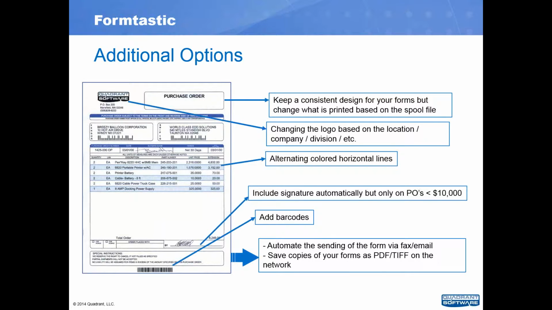Here are a few additional features that Formtastic supports. We've gone over a few of these already, but there's a couple more in here I think you'll find interesting. You can set up conditional rules to change images based on location, company, division, or any other spool file data. You can set it up to automatically include a signature, but to have the signatures only appear when certain conditions are true. Maybe you have a purchasing manager who wants to manually review and sign every purchase order over a certain dollar amount. You can also add barcodes and, of course, distribute and archive.